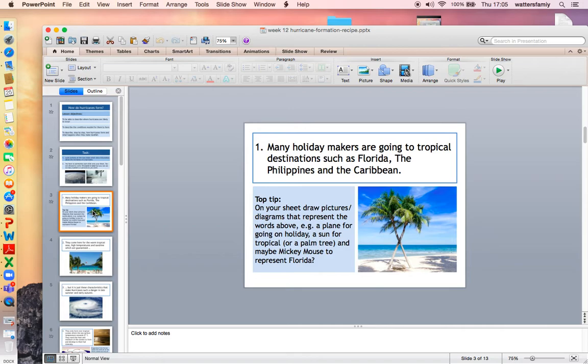On your first sheet, draw pictures or diagrams, use schemata, whatever you fancy. You're going on a holiday, so you're going on a plane, there's sunshine and it's tropical, or a palm tree, and maybe even Mickey Mouse representing Florida. Be realistic, it might even be a couple of lemonades. Little schemata, little things that make you think, what is it about this zone that makes it a potential for a hurricane?